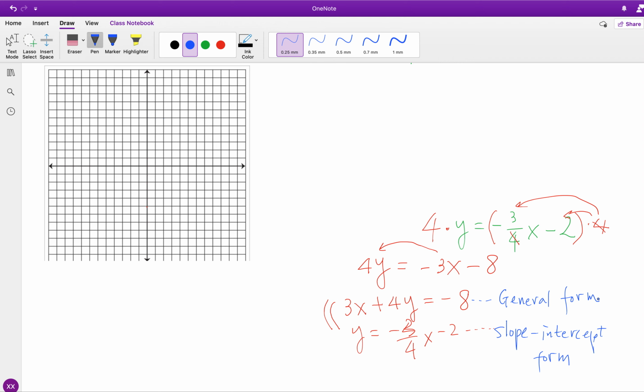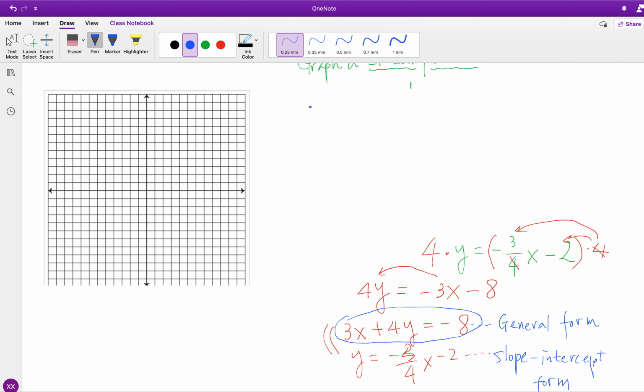So, in this case, the second point of this video is to say, okay, if it's given in a general form, how are we going to graph? That is our second topic today. Okay, so we're going to graph a general form of a linear function. So that is 3x plus 4y equals negative 8. Okay, so in this case, I'm going to erase down here.